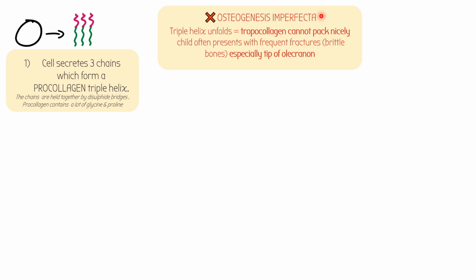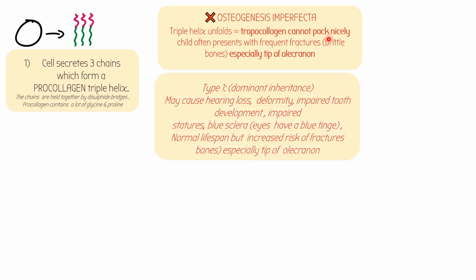And so you're going to get kids who present often with frequent fractures, for example, especially of the elbow. There's 2 types of osteogenesis imperfecta, type 1 and type 2. Type 2, you never will see a live patient having it because it's so severe it kills the baby. So type 1 is the one again that we see. It's dominant inheritance. It may cause hearing loss, deformity, impaired tooth development, impaired stature, so being shorter. You kind of have a blue tinge on your eye, and an increased risk of fractures, especially of the elbow.